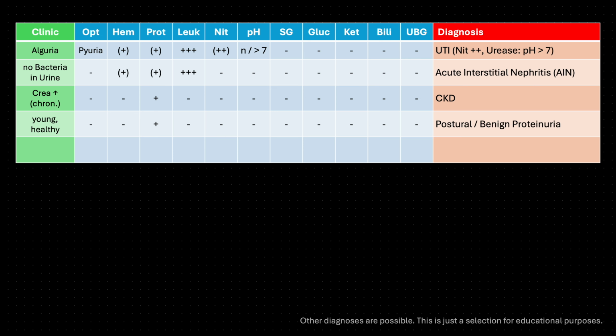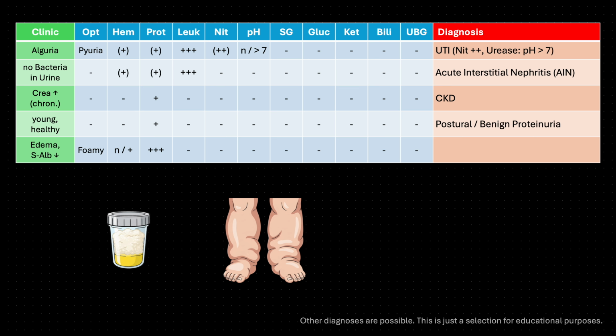Okay, let's move to another case. This time there is lots of protein present in the urine, and also optically we see foamy urine. The patient has massive bilateral leg edema and his serum albumin concentration is below normal. What's your diagnosis? How do we call massive amounts of protein in the urine?